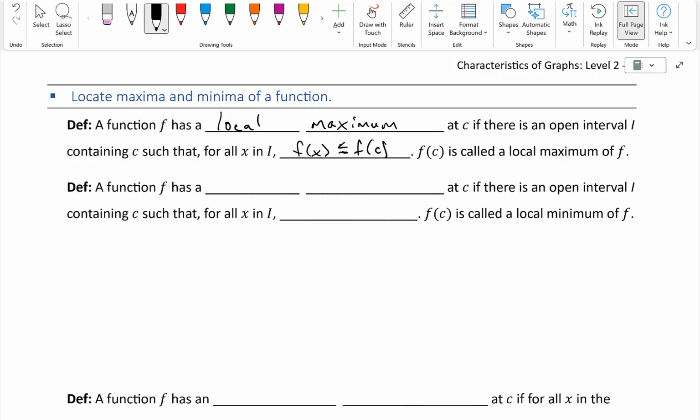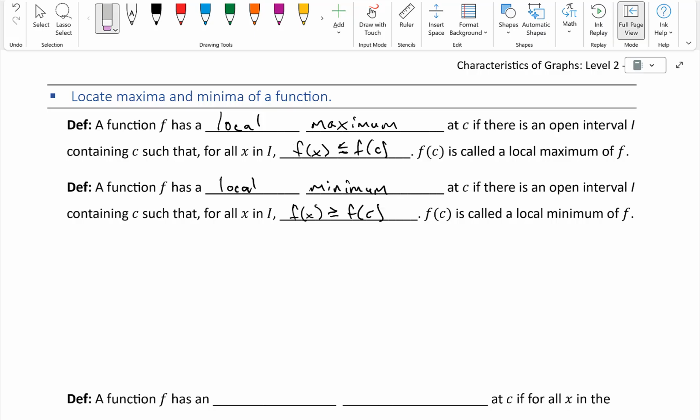The value f of c is called a local maximum of f. Definition: a function f has a local minimum at c if there's an open interval containing c such that for all x in I, f of x is greater than or equal to f of c. And that value f of c is called a local minimum of f.